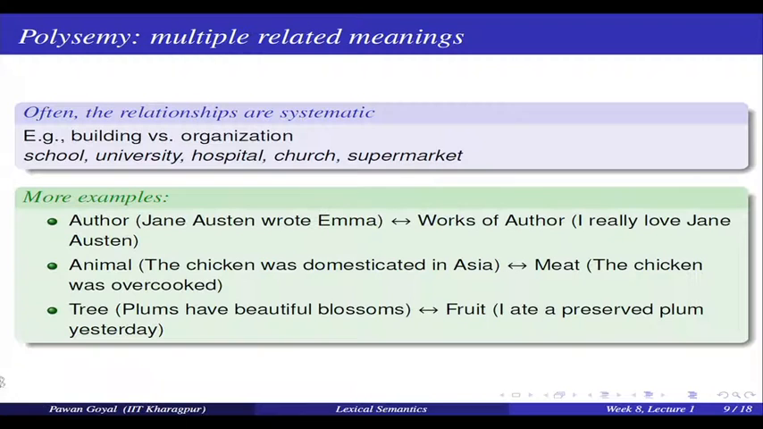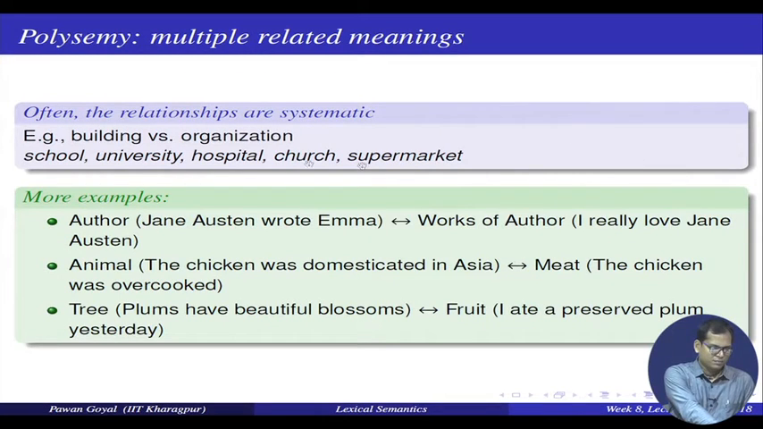So that is captured by this term polysemy. Similarly, animal versus meat. When you talk about chicken, it can be animal or meat. Similarly, sometimes it can be tree versus fruit, and this kind of relation. Like if I say plums, in the sentence plums have beautiful blossoms, plums generally refer to the tree, but here, I ate a preserved plum, plum would be a fruit. So again there is a very slight distinction between the meanings here.